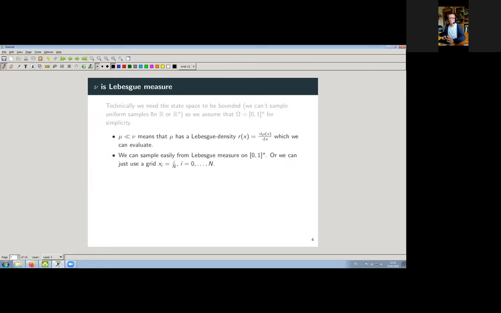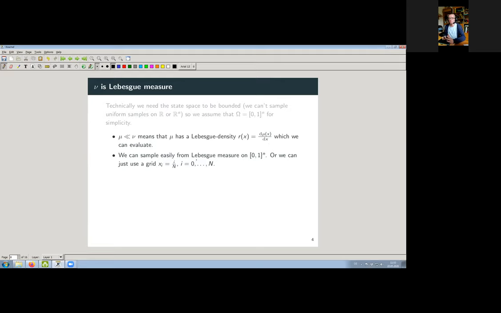And in this case, the first condition means that mu just has to have a density. This is why such measures are also called absolutely continuous. This just means absolutely continuous with respect to the Lebesgue measure. So that means it has a density dx. And this density we have to be able to evaluate, but that is something that we have assumed before as well. So this is not a big restriction.